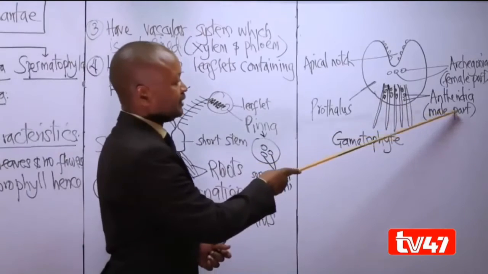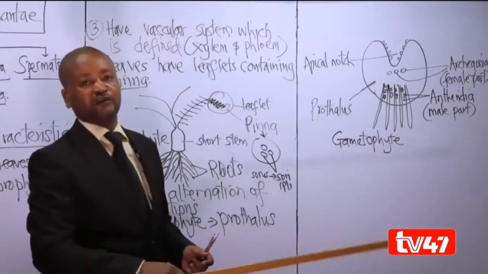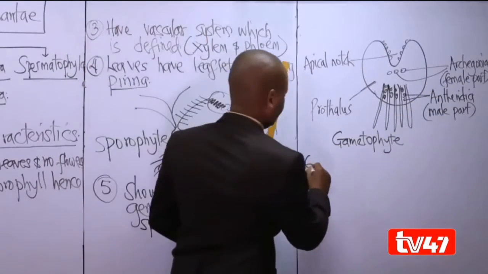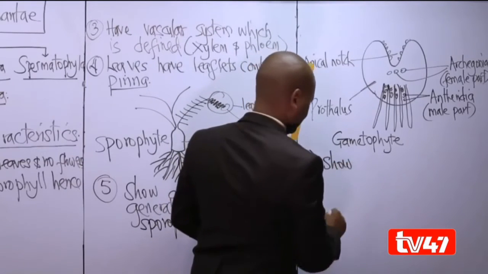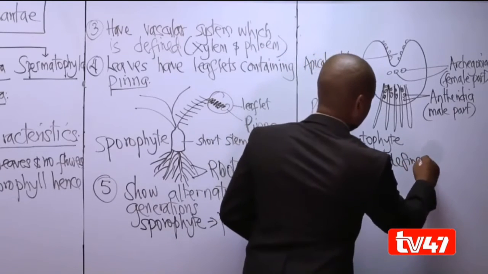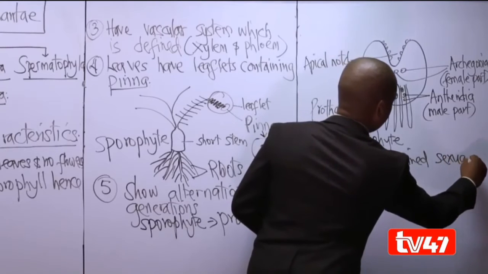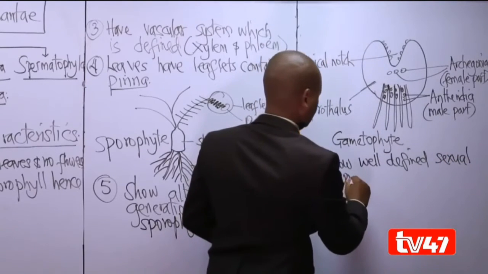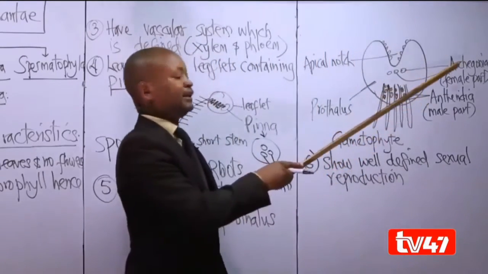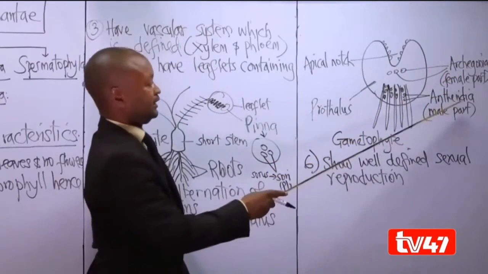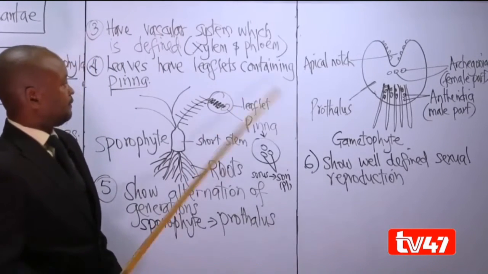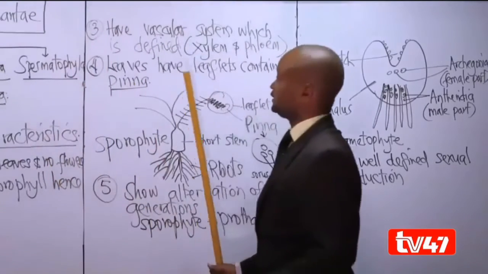Once we have male gamete and female gamete, it means they fuse in the process of fertilization. And when there is male and female, they show well-defined sexual reproduction. It is well-defined because there are even organs that secrete the gametes, that is the archegonia and the antheridia. So that is the pteridophyta. We are through with the pteridophyta.